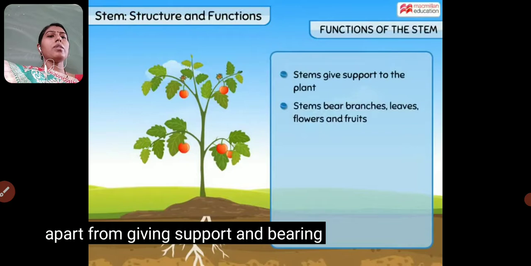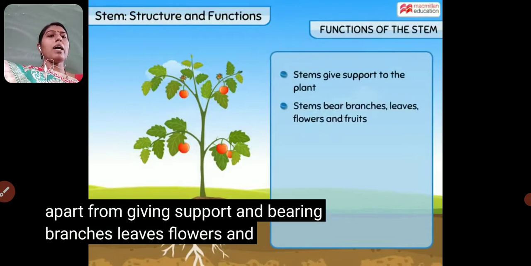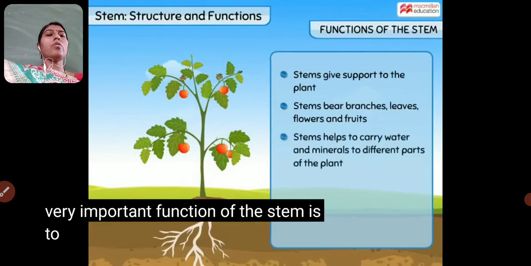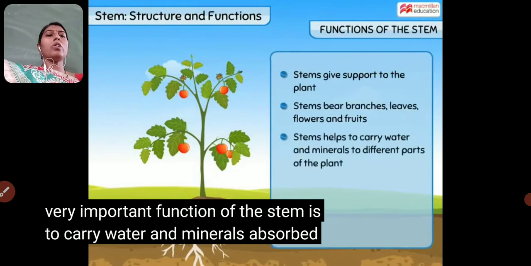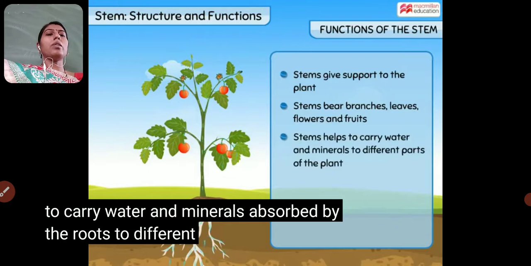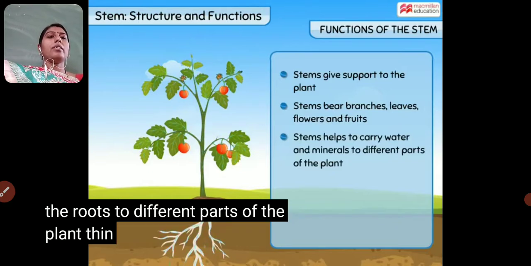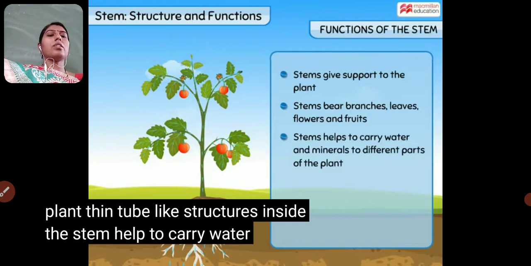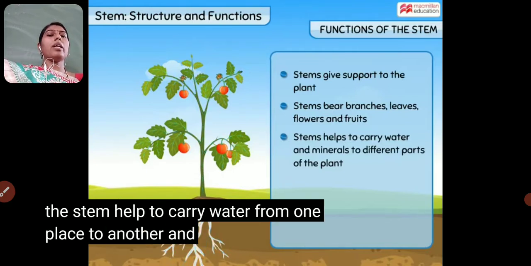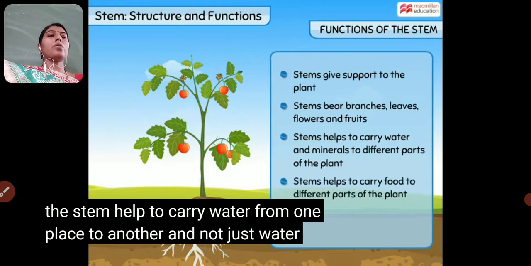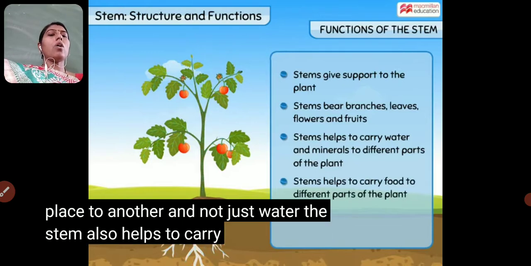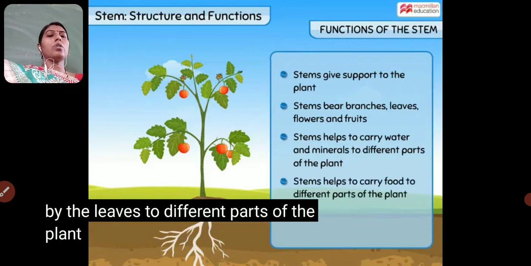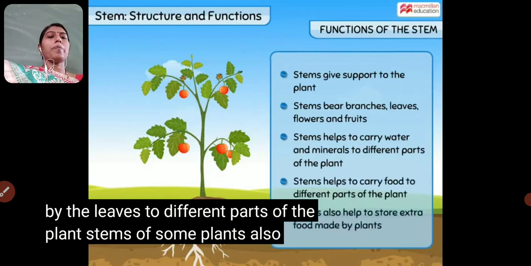Now the functions of the stem. Stems give support to the plant. The stem bears branches, leaves, flowers and fruits. It also helps to carry water and minerals to the different parts of the plant. The tube-like structures inside the stem help to carry water from one place to another, and not just water, they also help to carry the food prepared by the leaves to the different parts of the plant.